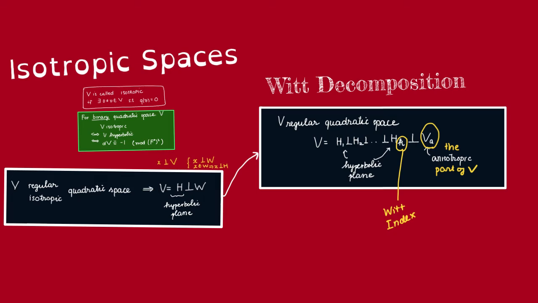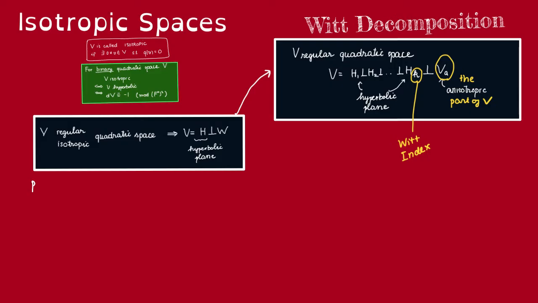So we can keep applying the proposition to W and then get a hyperbolic plane out of W and keep going on until we get to an anisotropic part. And this gives us the Witt decomposition. So it remains now to prove this proposition.